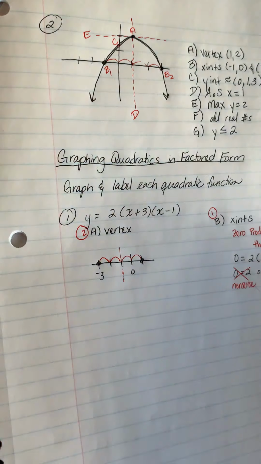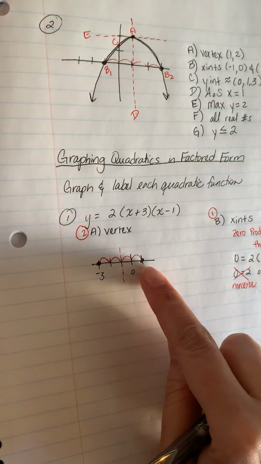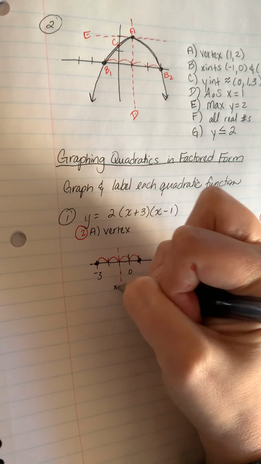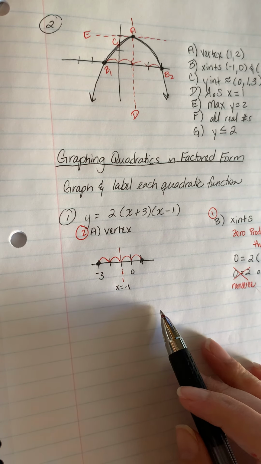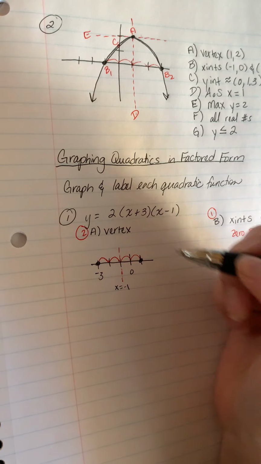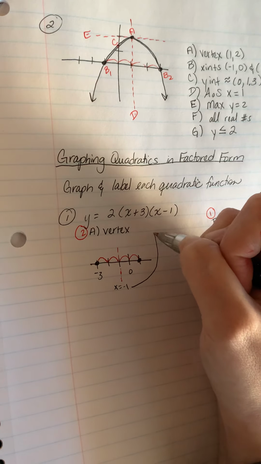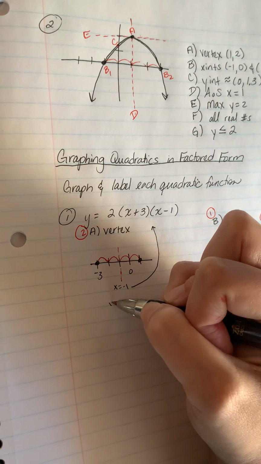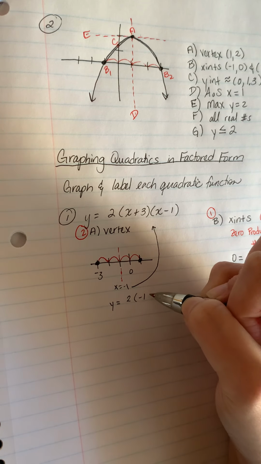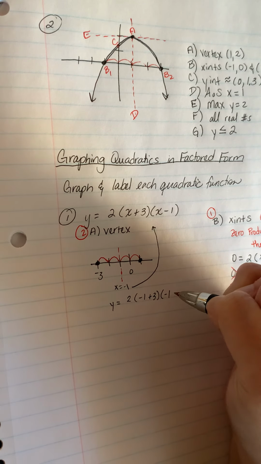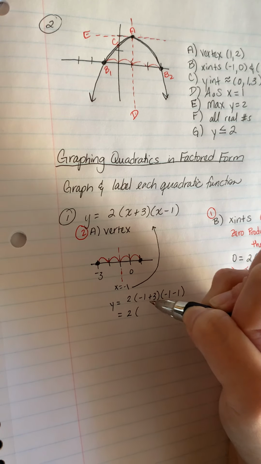So that is the axis of symmetry, actually. It is at what? Well, there's 0, so it's negative 1. If I know my x equals negative 1, how do I find my y? Well, I take that and plug it in up here. So y equals 2 times negative 1 plus 3 times negative 1 minus 1.